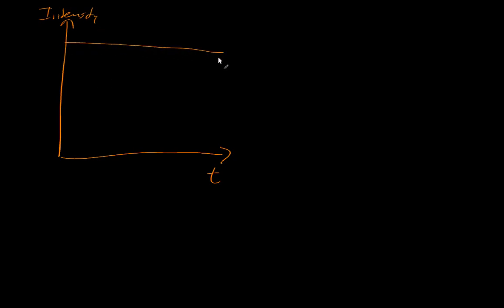Yes, I'll try to draw from scratch here. So if we have the time on this axis and we have the intensity of the image up here, then a simple model of the background could be like this, where you have more or less the same value of the pixel in all the frames. There can be some noise due to how we have created the image, but this is what we want to expect.